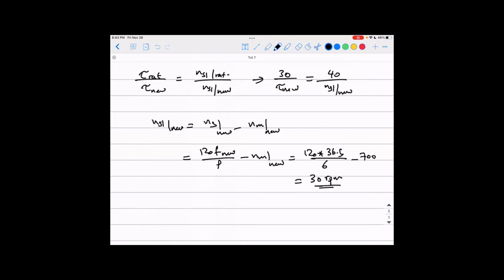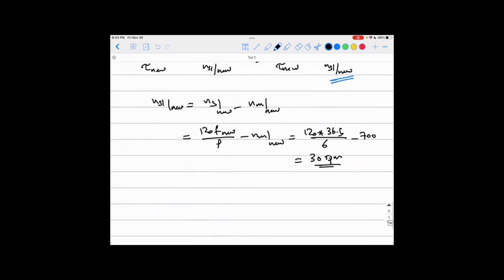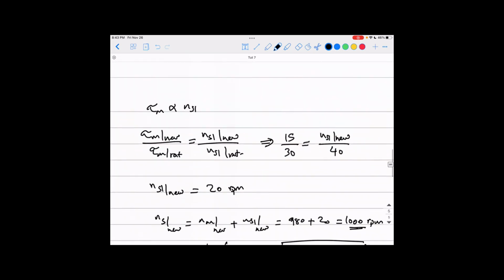So this goes directly to here, and now you have everything you want to just find the new torque. So the new motor torque for this case will be 22.5 Newton meters. So that was number D.